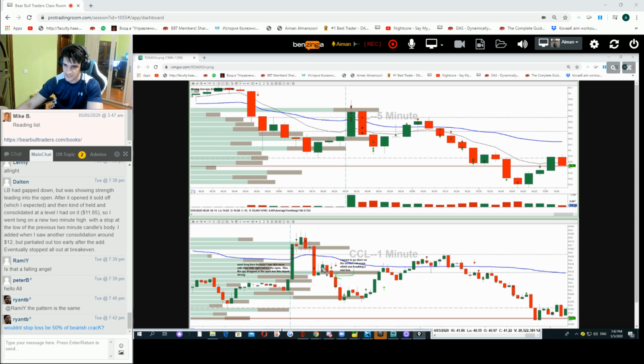What if the 50% is here? Let's assume it. It's not there, but let's assume. The 50% is somewhere right here. Looking at the 1-minute chart, you see that it's going through this level a lot, right? This wouldn't be a good stop loss to have, even if it's 50%.